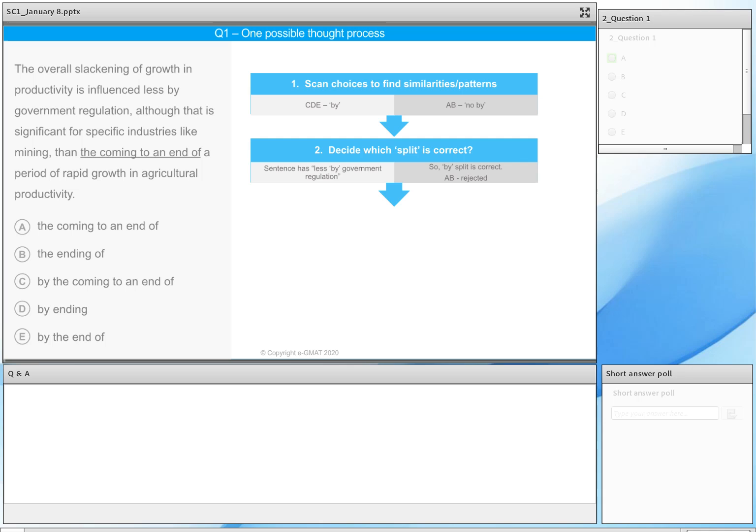And then you automatically spot this "less by" up here, and you scan your answer choices really quickly and decide which split is going to be correct. You notice the "less by," so your grammar rules pop into your mind: if I have "less by," then I need another "by" for the sake of parallelism. So you automatically reject A and B because you don't see a "by," and you eliminate those.